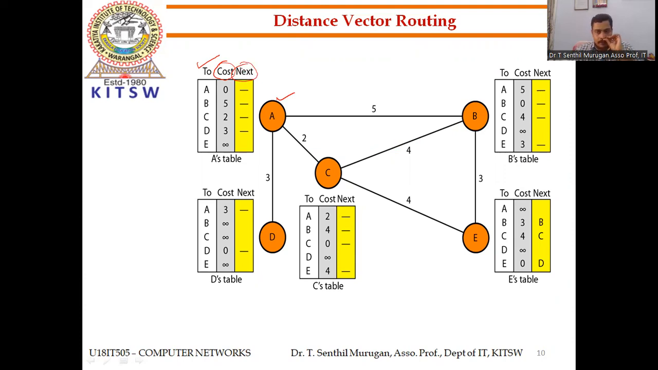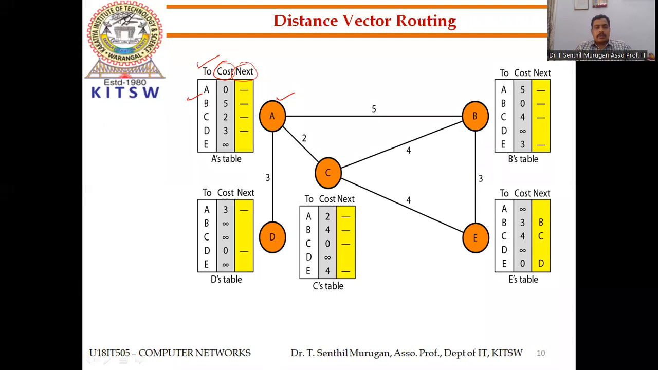So how is it normally updated? Think of a small network given in the diagram: A, B, C, D, E. So there are 5 nodes in total. In this table, the first column is the 5 nodes, and it is updated from each node. Here A to B, 5 is there. A to A itself is 0 cost, no need for any other node.